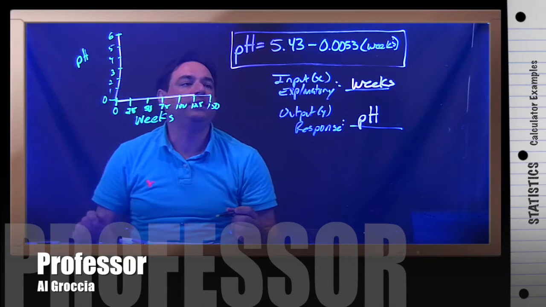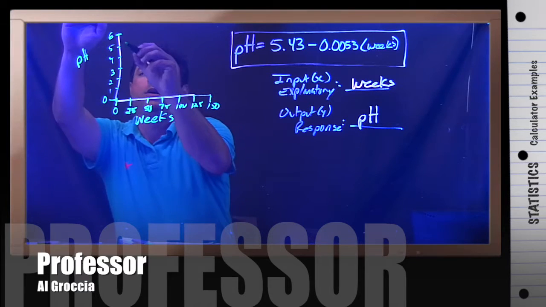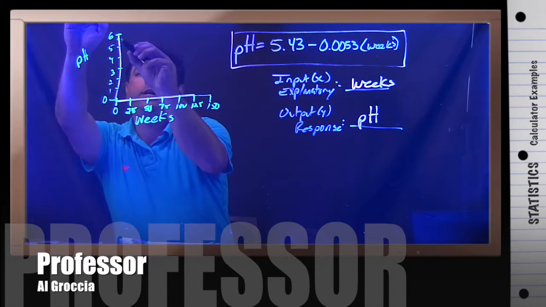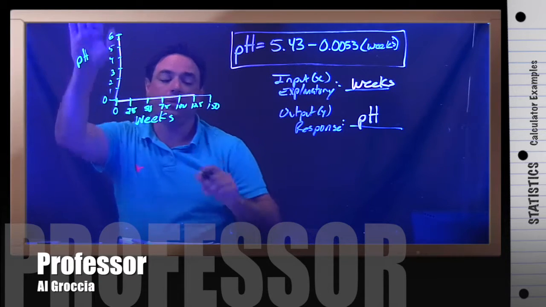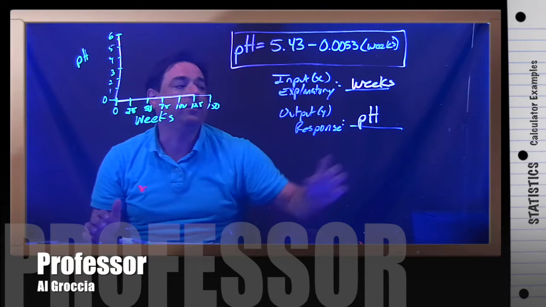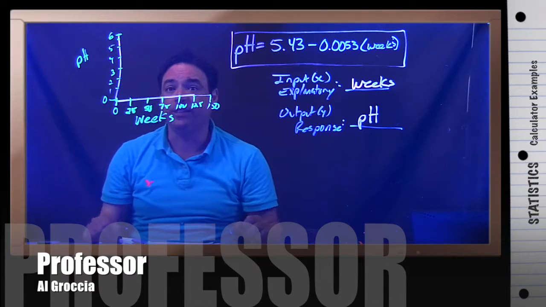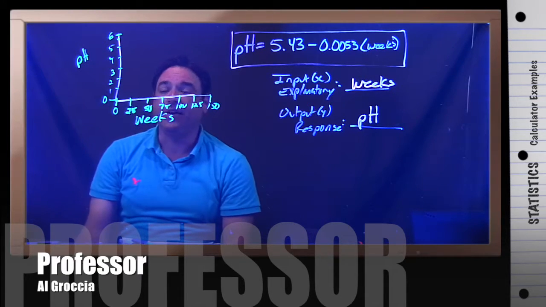Okay, so for this example, we're going to graph it in the calculator, but we already know it starts at 5.43 and goes downward. But we'll show you how to do this in the calculator as well. But very important: input, output, scale. This shows we understand the problem. So now we're going to use the calculator.